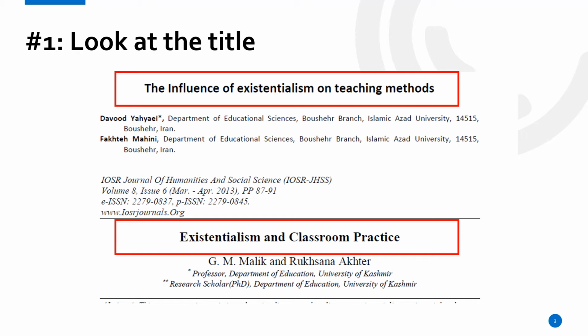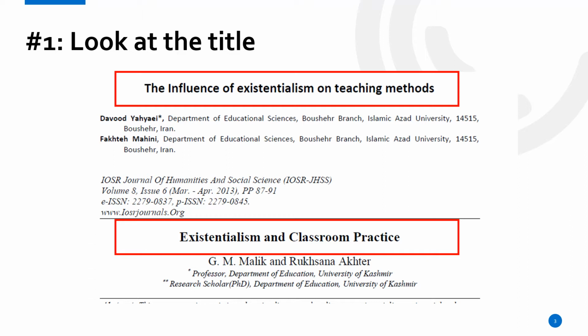So ada dua contoh di sini. Contoh pertama, the title is The Influence of Existentialism on Teaching Methods. So kalau tengok kat topik ni, kita boleh nampak yang paling penting, existentialism. Ya, faktor kedua yang paling penting, teaching methods.